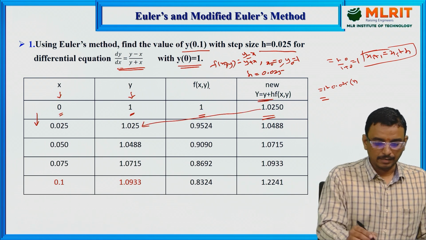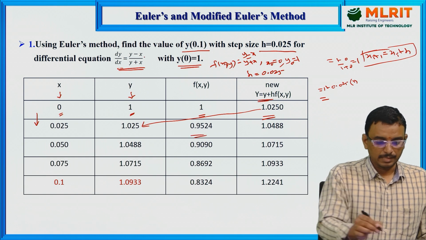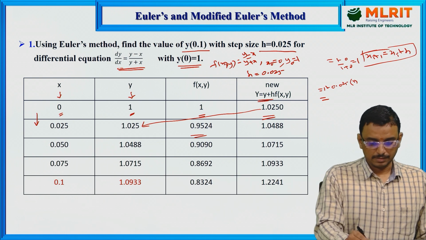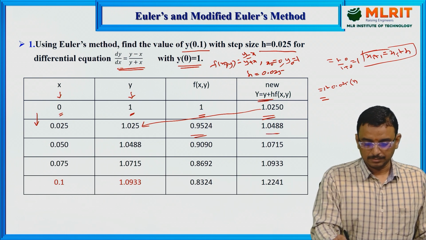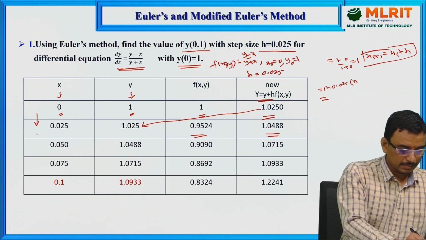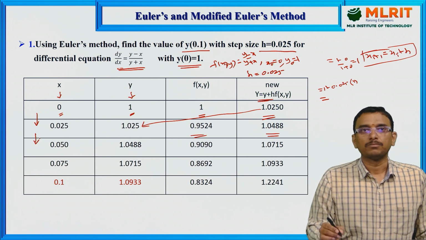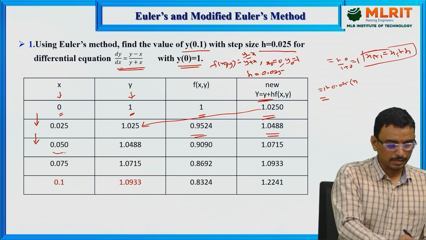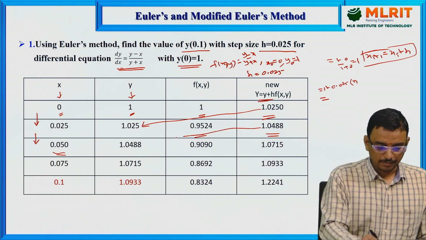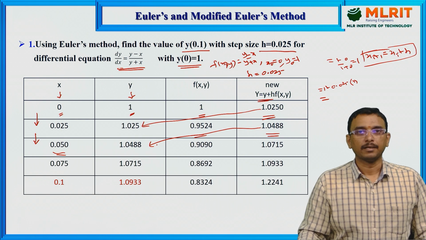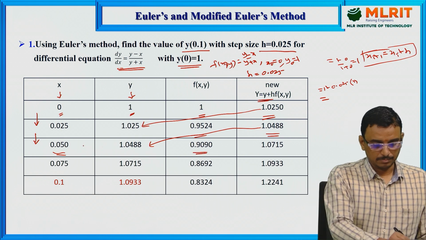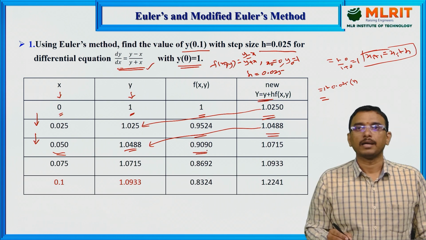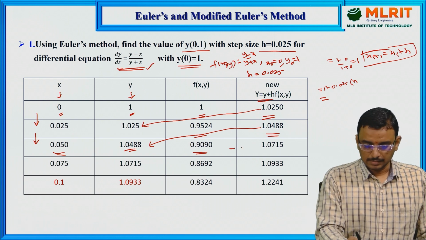Now this is the value which we are replacing here, the y value, and now we are finding f of x comma y. So that is y minus x by y plus x. We will get 0.9524, and substituting this f of x comma y in y plus h, we will get this value. So again we are increasing the step size, 0.025 plus the previous value 0.025. So it becomes 0.050. Now we are replacing this y value here, 1.0488. Now this is the functional value. So we can substitute this x and y value in the given function. So we get 0.9090. So this is the new y value.